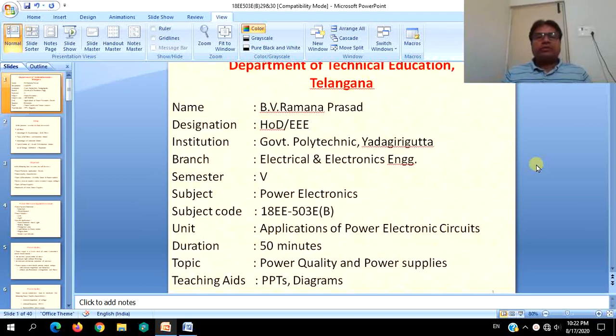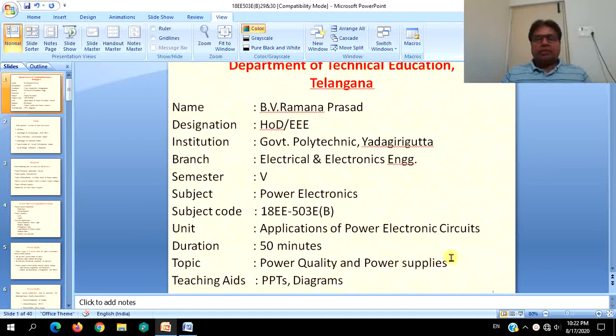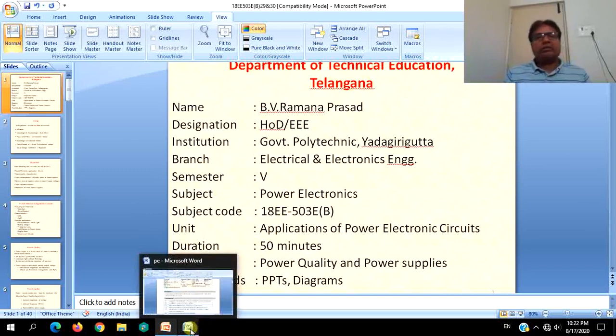In this session we are going to discuss the topic of power quality and power supplies under the unit title Applications of Power Electronic Circuits in our curriculum. But before going to all those things, once again we will go back to our syllabus and curriculum framework and go through the details of what we have covered so far and what we will continue to discuss.